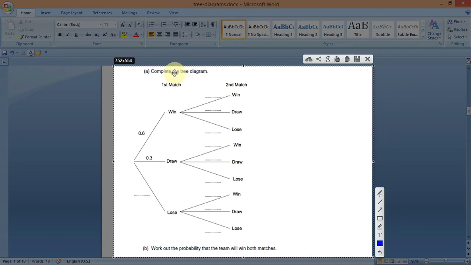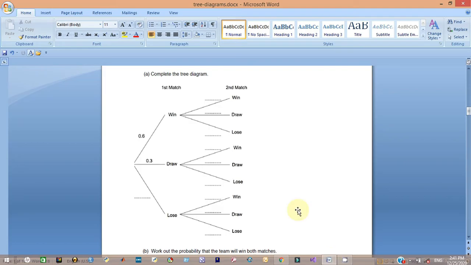Okay, guys, we have to complete the tree diagram here also. And don't forget that the sum of probability of an event should be equal to 1. So now we have 3 possible outcomes here: win, draw, or better still, lose. And the sum of the 3 probabilities should be equal to 1. So 0.6 plus 0.3 is 0.9. So therefore probability lose will be 0.1. So that is equal to 1.